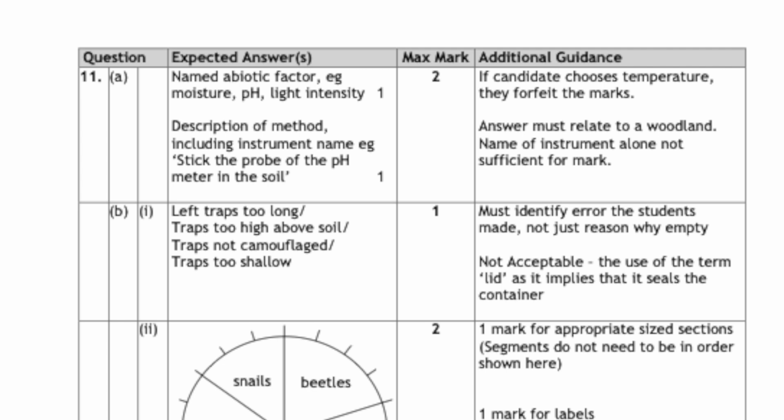If you pick temperature, you don't get the marks because it says in the question apart from temperature. Then the next bit, you had to describe the method and the instrument, so something like stick the probe of the pH meter into the soil. The answer's got to relate to a woodland, and the name of the instrument alone is not enough. You have to say how you use it.